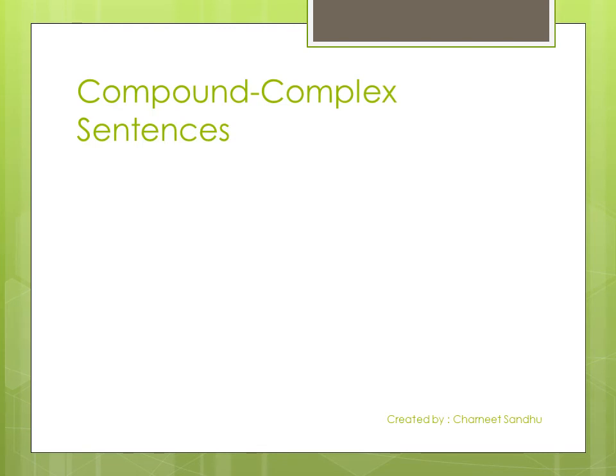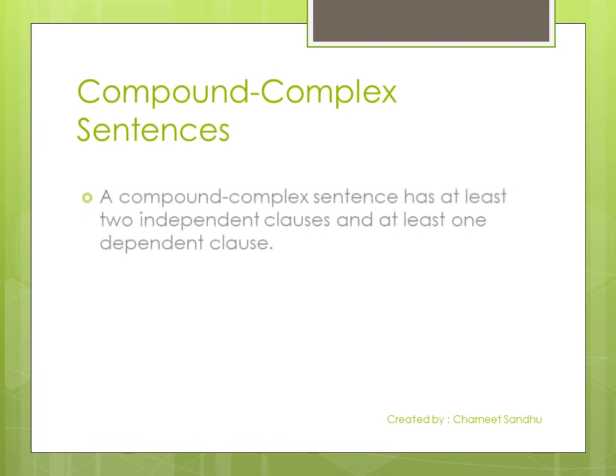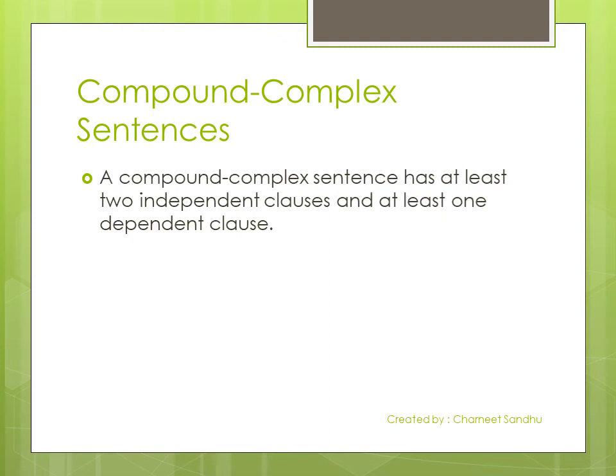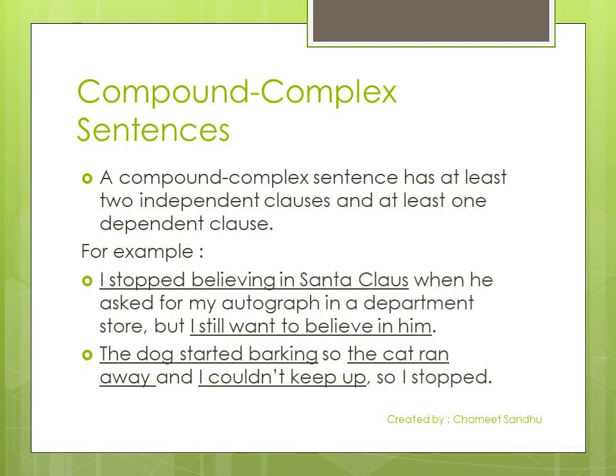In my videos, I try to cover the absolute details of a topic. So here I am going to tell you about a fourth type of sentence, that is the compound complex sentence. A compound complex sentence has at least two independent clauses and at least one dependent clause. For example, I stopped believing in Santa Claus when he asked for my autograph in the department store, but I still want to believe in him.